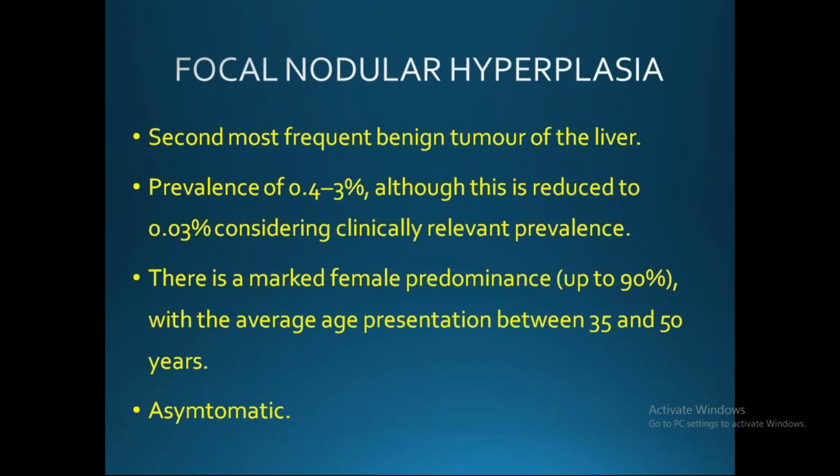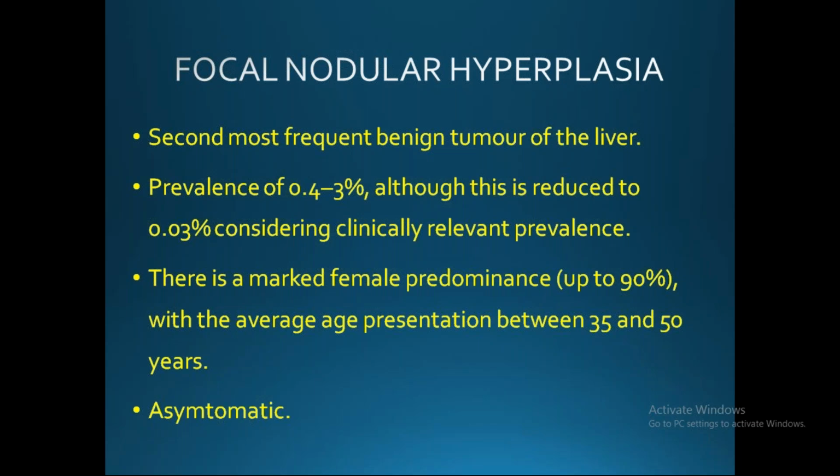Then coming to FNH, which is focal nodular hyperplasia. It is the second most frequent benign tumor of the liver, whereas hemangioma is a non-epithelial tumor, which has the most common incidence in the entire group. Always be sure of that. There are epithelial and non-epithelial tumors, whereas focal nodular hyperplasia is an epithelial tumor, whereas hemangioma is a non-epithelial tumor. Overall, hemangioma is the most common one.